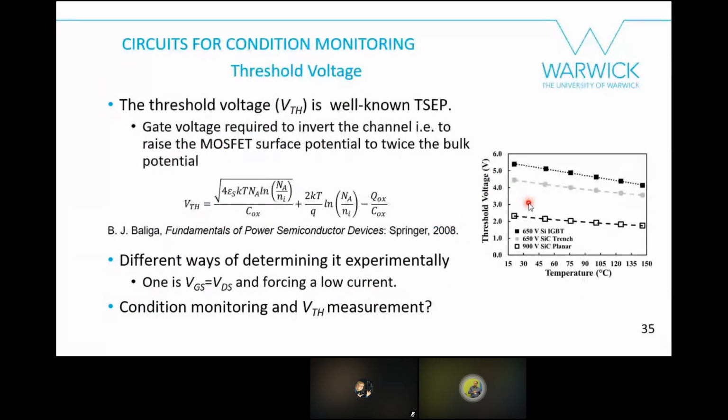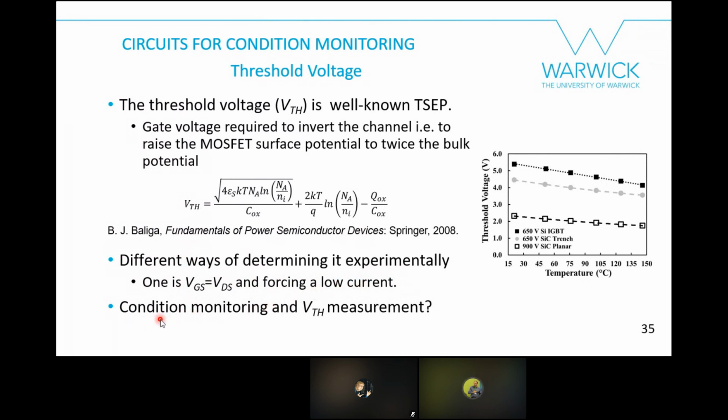Another parameter that you can use for tracking, for condition monitoring, is the threshold voltage. Threshold voltage is a well-known TSP that reduces with temperature. It's just the gate voltage that you require to invert the channel. It has this expression, just a textbook equation from Baliga, a basic book of power semiconductor devices. There are different ways of determining it experimentally, and one that is quite common, that is reported on the datasheets, is this: you just connect the gate and drain, you force a low current, and the voltage that you apply at the gate for that determined sensing current is your threshold voltage.